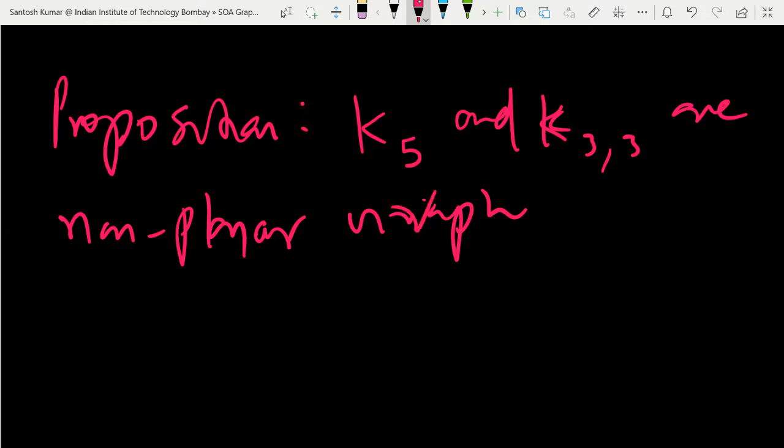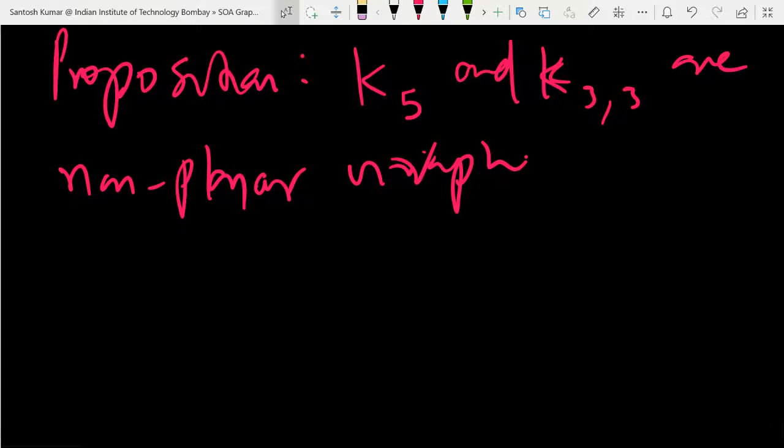We have to prove that there is no way to draw K5 or K3,3 without crossing the edges. There is no way. You just have to justify it in your own language. So let's start with K5 only. Proof.